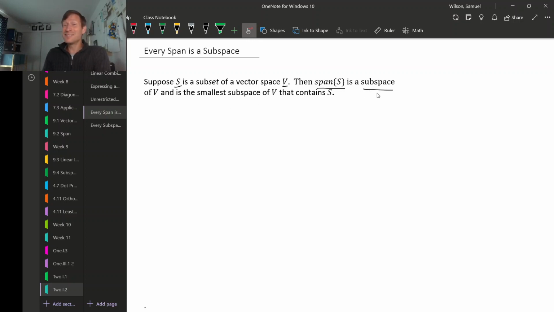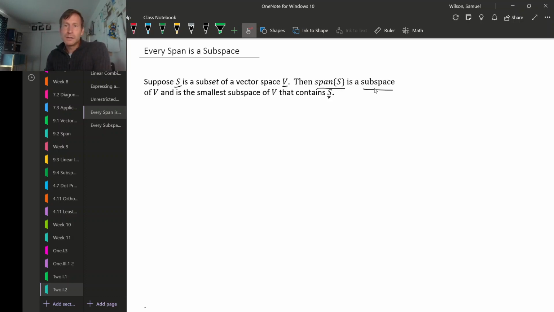And in fact, not only is it a subspace of the larger space V, it's actually the smallest subspace that contains the set we started with, S. So essentially, span is the operation that takes a set and gives us the smallest containing subspace. So, in linear algebra, we usually want to work with vector spaces and subspaces. Well, if you have a set, it might not be a subspace. To turn it into a subspace, you just take its span. So let's see why this is the case.